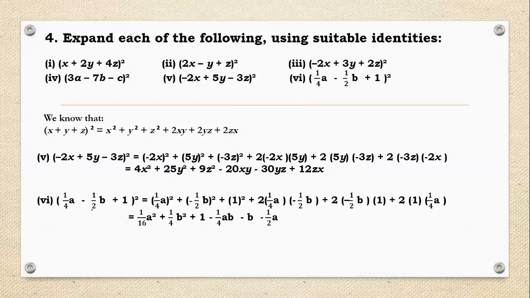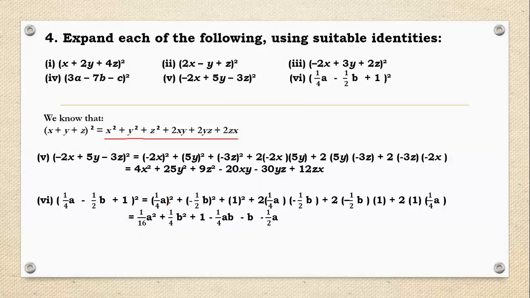Second term is negative, that is minus half b, and then third term is 1. So according to the identity, we have raised all the terms to the power 2: first term, second term and third term. Then 2 times xy, 2 times first term and second term, and similarly 2 times y and z, that is second term and third term, and then third term into the first term. We have rearranged according to the RHS of the identity, and we solved it.